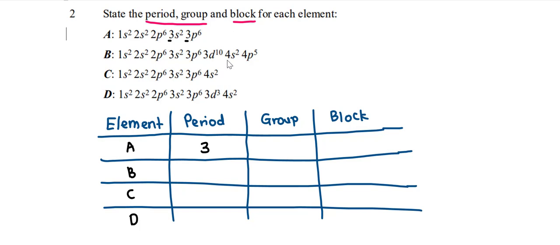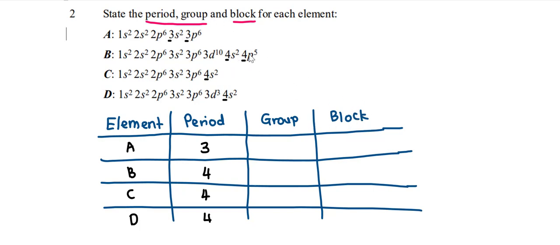Okay, untuk B yang paling besar adalah N sama dengan 4. So, period 4. C, N sama dengan 4, period 4. Okay, D, N sama dengan 4, period 4. Okay, untuk group pula, kita kena tengok dulu dia punya valence electron. Okay, so the valence shell, nak tengok valence electron, kena tahu block dulu.